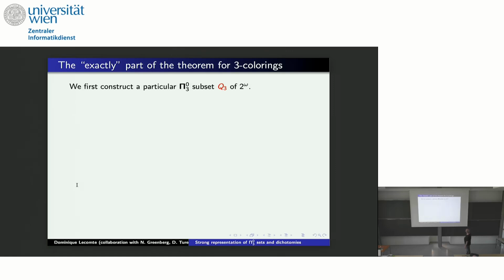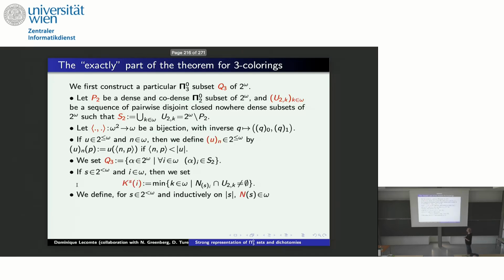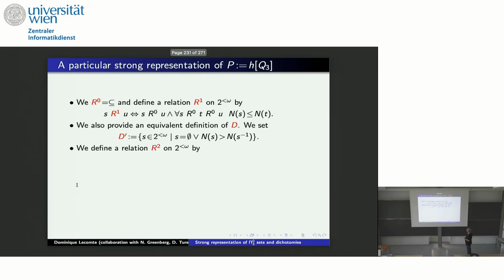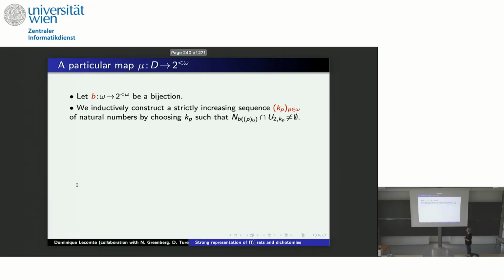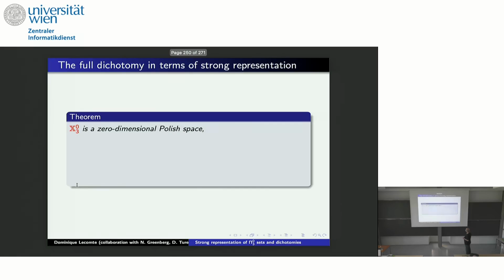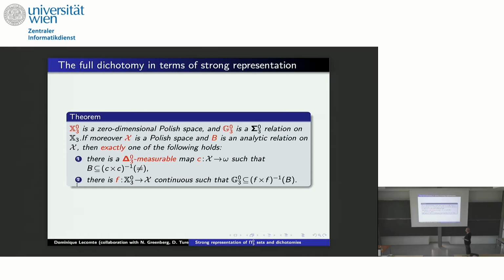I have no time for the exactly part, so I will skip this. We construct a Pi03 set, which is a bit special, not so special, but a bit special. We construct a particular strong representation, and we construct a special map mu, coding map mu. And then we have the full dichotomy. Okay, it's the same as before, so I don't insist on that.